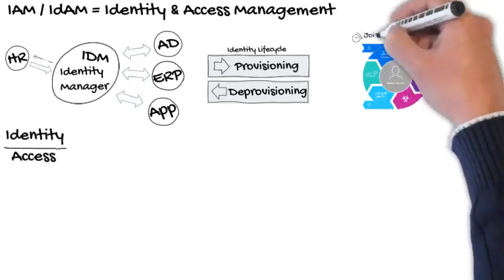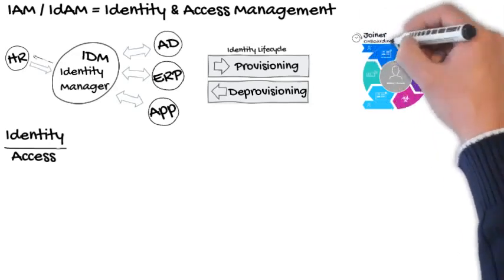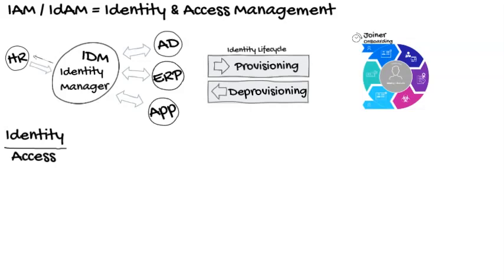Let's start with the joiner event, or onboarding. The joiner is the new employee who is starting on the first day of work, receiving automatically all the accounts and permissions based on his job position, location, department, or even a combination of those.